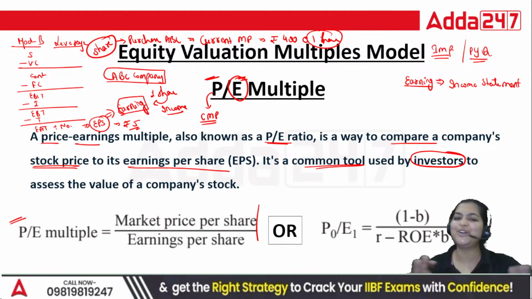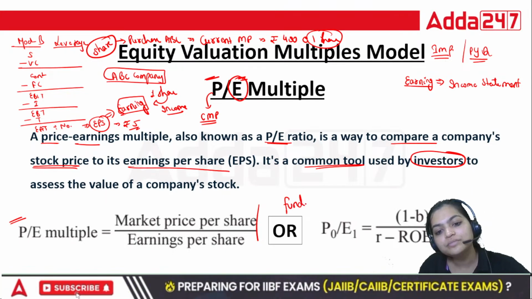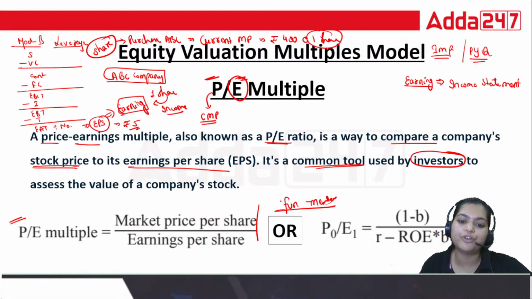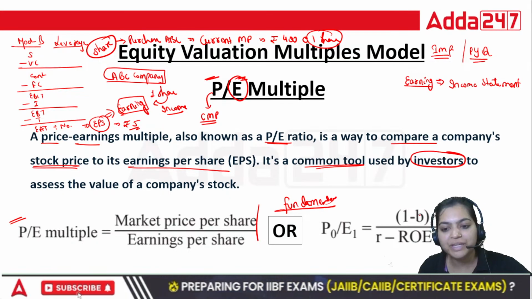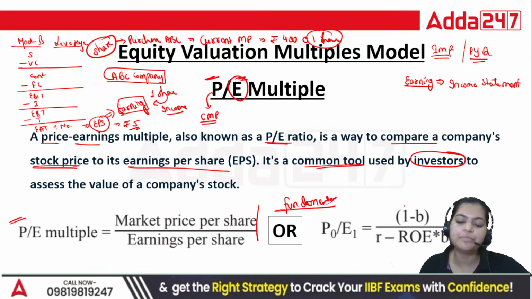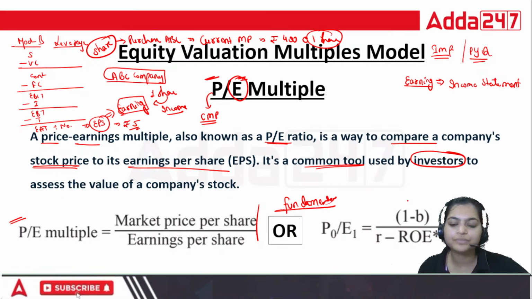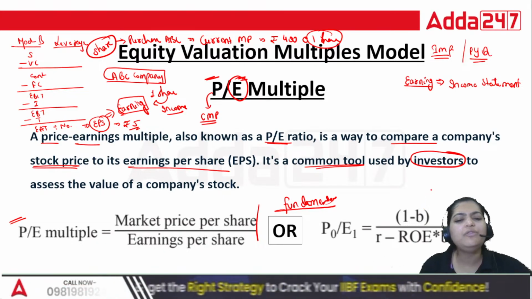But in the exam, they're not asking the simple one. They're asking this fundamental formula. So you need to remember this fundamental formula. That says (1 minus b) in the numerator divided by (r minus ROE into b). Now what is b? b is your plough back ratio. Now what is the plough back ratio?